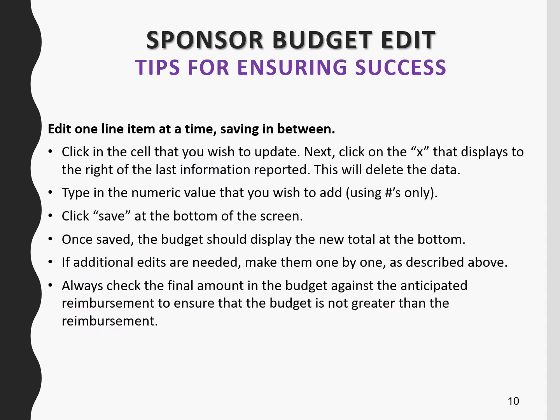Here are some sponsor budget editing tips for ensuring success. Edit one line item at a time, saving in between. Click in the cell that you wish to update. Next, click on the X that displays to the right of the last information reported. This will delete the data. Type in the numeric value that you wish to add using numbers only, no dollar signs. Click Save at the bottom of the screen.